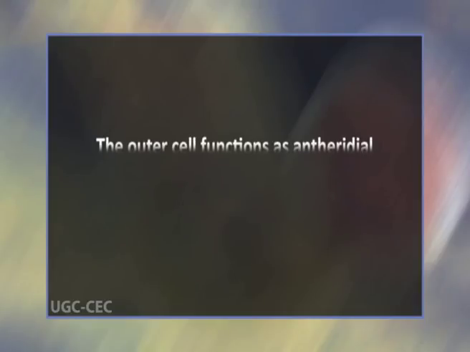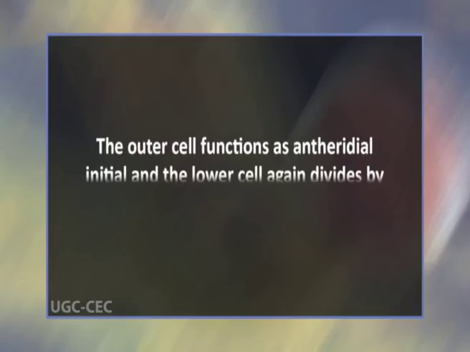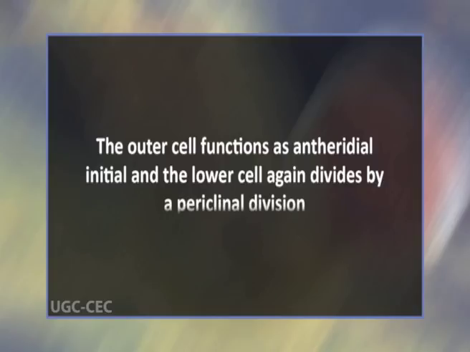Now let's talk about development and structure of the globule. The early development of globule and nucule is similar. The peripheral cell of the lower node of the primary lateral divides periclinally to form an inner cell and an outer cell. The outer cell functions as antheridial initial and the lower cell again divides by a periclinal division. Out of these 3 cells formed, the lowermost functions as internodal cell, the middle forms basal node, and the uppermost functions as the antheridial initial.